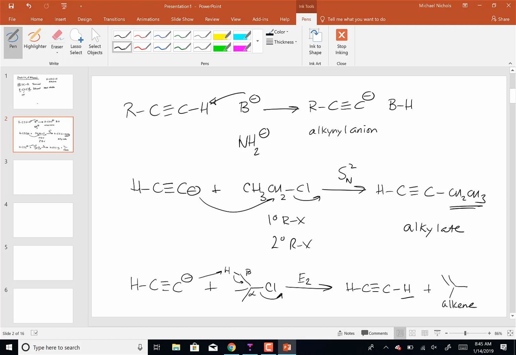Should that be R-C triple bond C instead of HC? Yeah, I said we didn't do things with acetylene, but I'm using acetylide ion. Either one is fine. So I'm going to do E2 when this is tertiary. When it's primary or secondary, the alkynyl anion is going to do SN2. When it's tertiary, it's going to do E2.